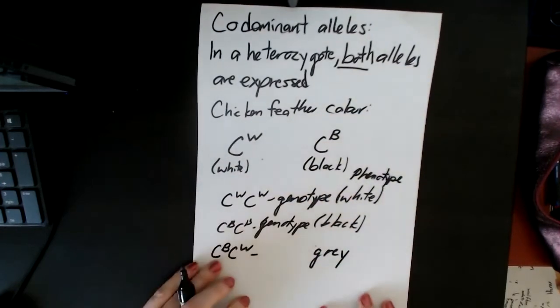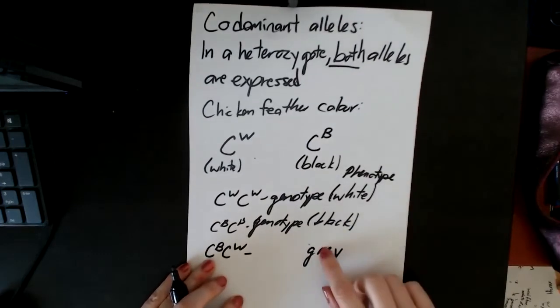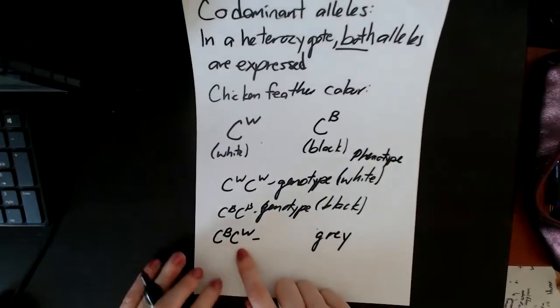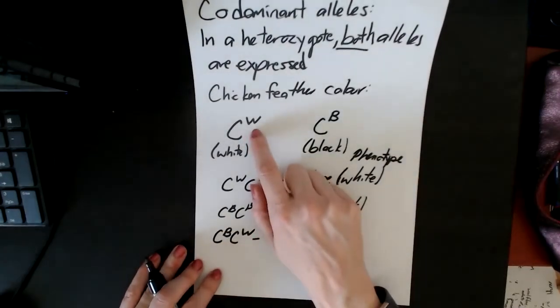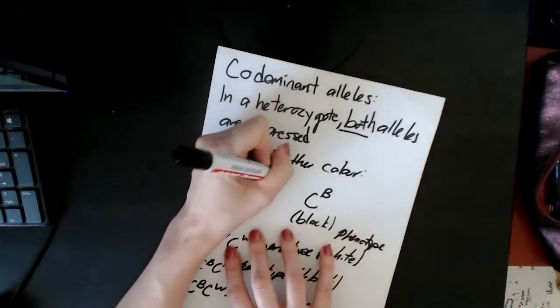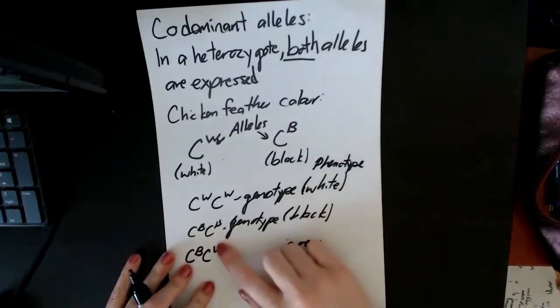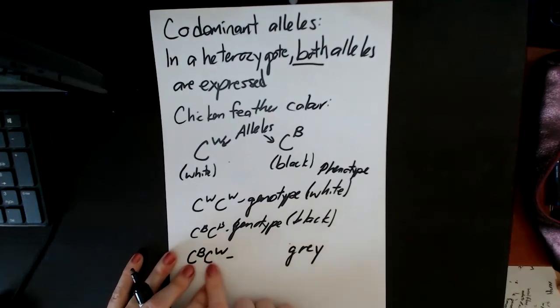In chickens, it's actually called a blue, but if you look up pictures, they look gray. And the idea is that they have some black feathers and some white feathers. So that's a codominant allele, all right? And this is the typical way we write them. So there's actually two letters involved for a single allele. So these are your alleles, sorry, those are your alleles, and these are your genotypes, all right, with two alleles each.